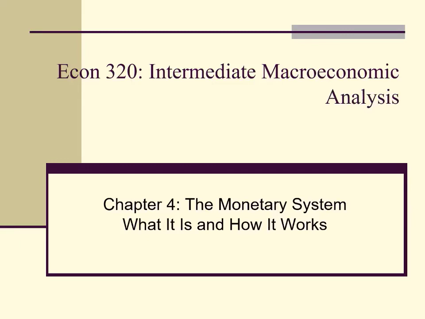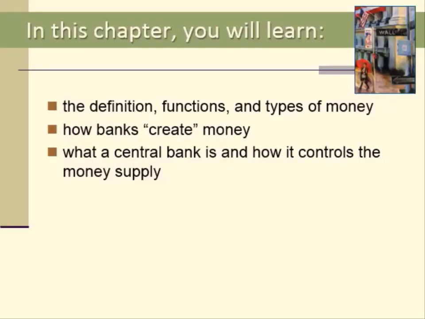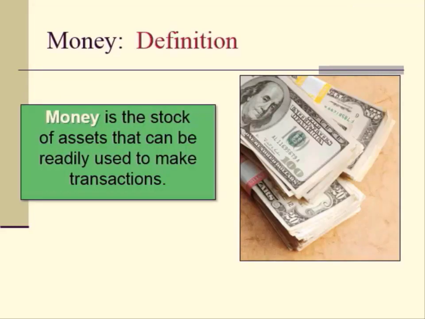This chapter presents standard material, defining what money is and explaining how the process of money supply works. It is an introduction to the monetary system, providing the foundation for understanding monetary policy. So, in this chapter, you'll learn the definition, functions, and types of money, how banks create money, and what a central bank is, and how it controls the money supply. We now begin our analysis of monetary policy by first defining money.